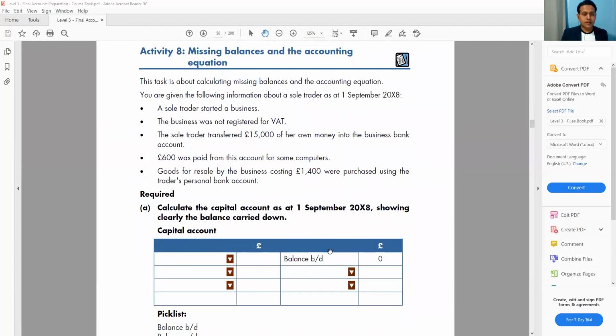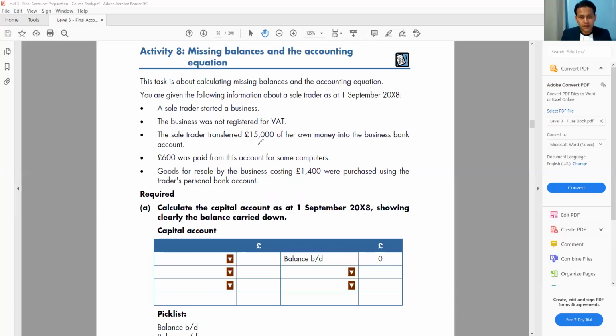The next question we have is the capital account. Let's try this one, everyone together. This question is about the missing balance and the accounting equation. You are given the following information about a sole trader as at 1st September 2008. A sole trader started a business. Okay, the business was not registered for the VAT, so we don't have to worry about the VAT here.